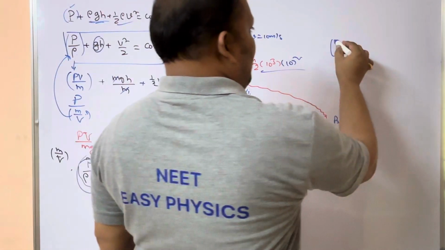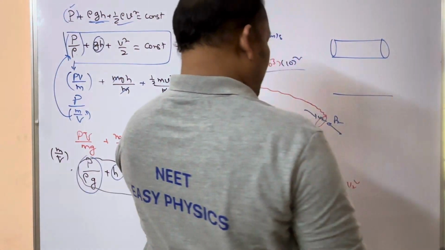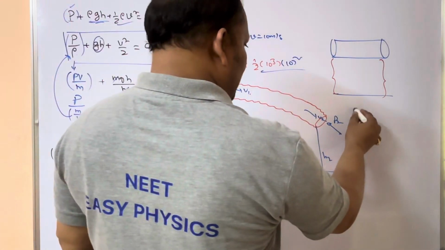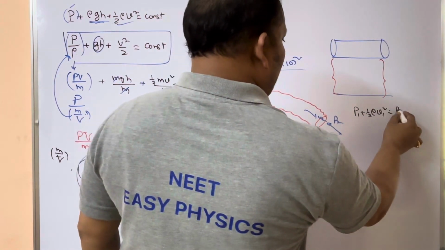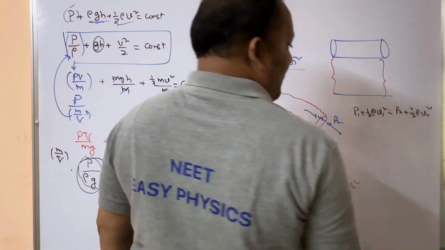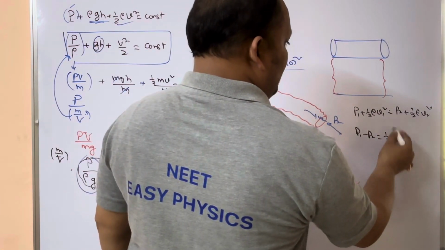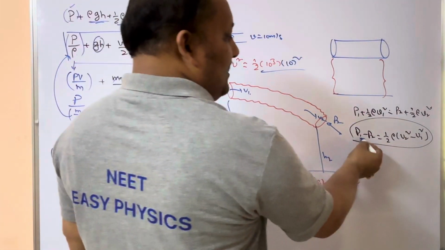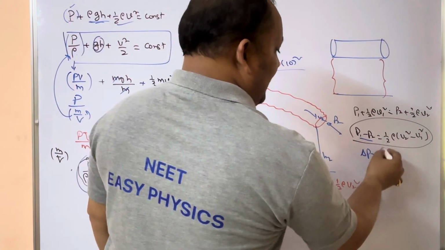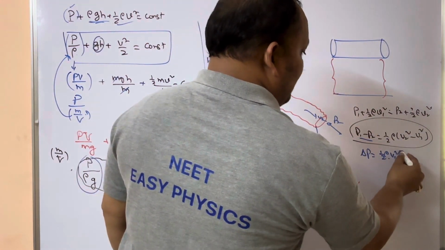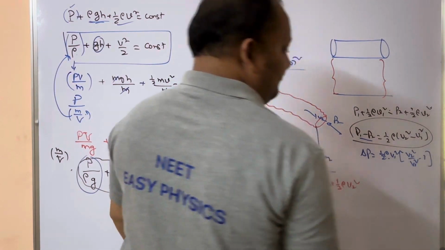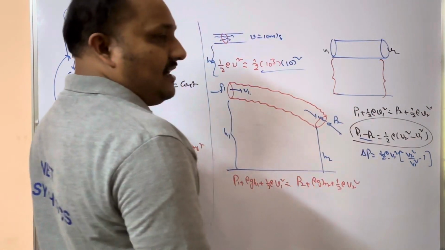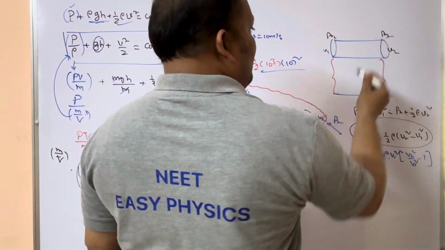For a horizontal pipe, the heights are the same, so there is no height term. They will write P1 plus half rho V1 square equals P2 plus half rho V2 square. So P1 minus P2 equals half rho times V2 square minus V1 square. This equation is used for aerodynamic lift. Delta P is the pressure difference. Sometimes they take V1 square common, giving V2 square by V1 square minus 1, and sometimes V2 square common. Whichever velocity they give, we take that common. And for this, the equation of continuity is also applied.